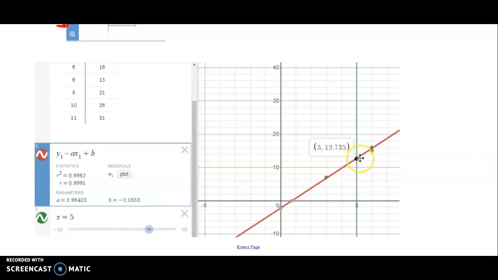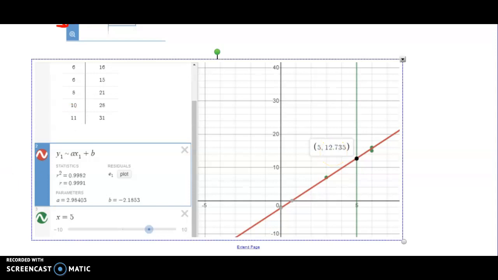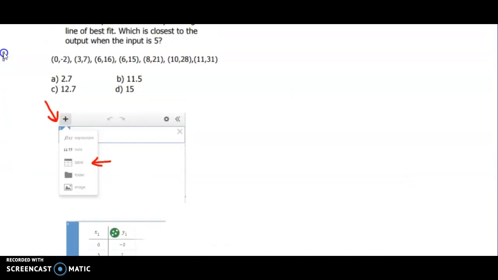So when I type in x equals 5, I get this green vertical line right here. Okay, so when my input is 5, my output appears to be 12.7. So there we go.